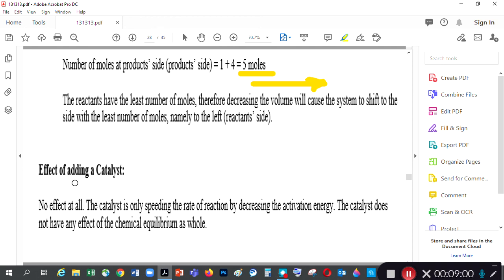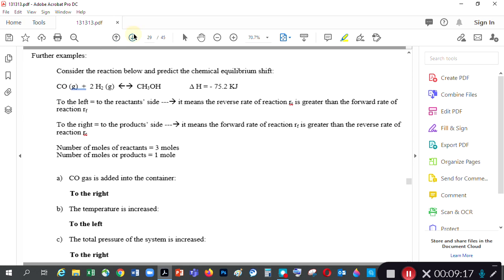The effect of adding a catalyst. The catalyst has no effect on the chemical equilibrium. The catalyst is always speeding up the rate of the reaction by decreasing the activation energy, correct? But it does not have to do anything with the chemical equilibrium.